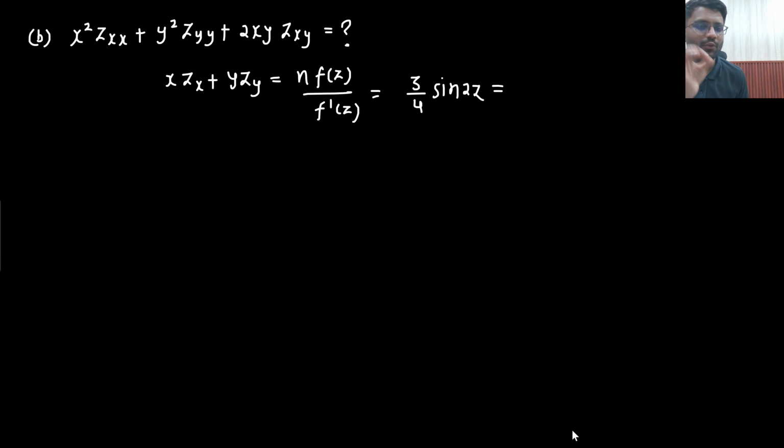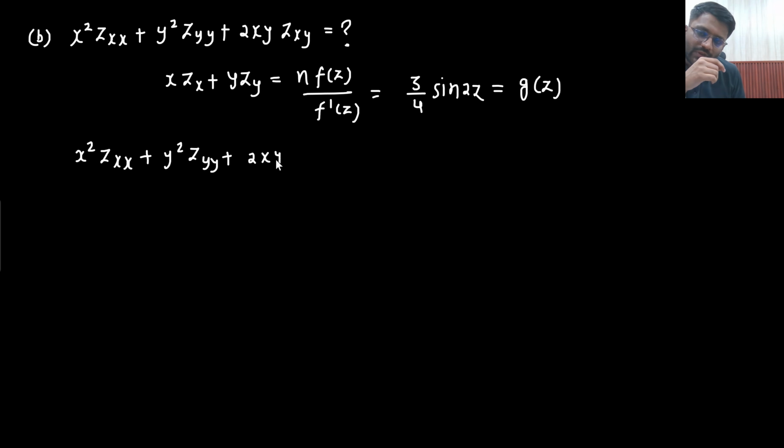Now I will call it a new function. Let's just call it gz. Okay, so now what will be the answer of this? x square zxx plus y square zyy plus 2xy zxy. So whatever the previous answer that you have got, write down that answer as it is. You will say, sir, you are asking us to remember. Yes, I am asking you to remember. Here I am not going to give you the reasoning. Direct result I am asking you to remember. It is what it is.